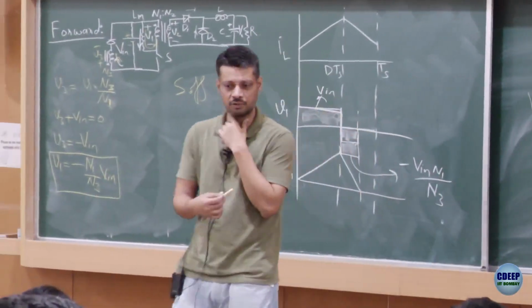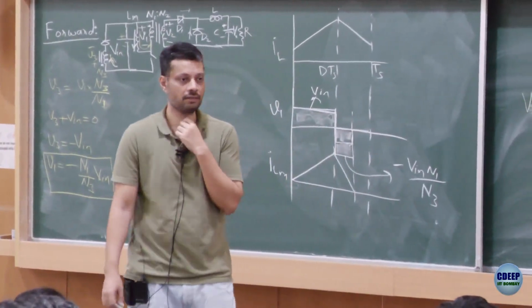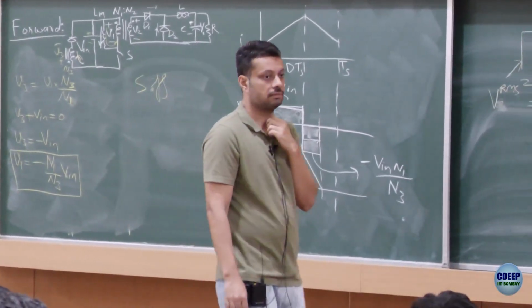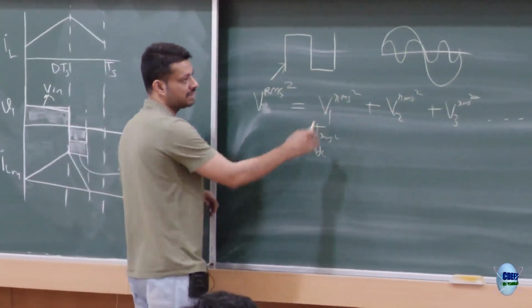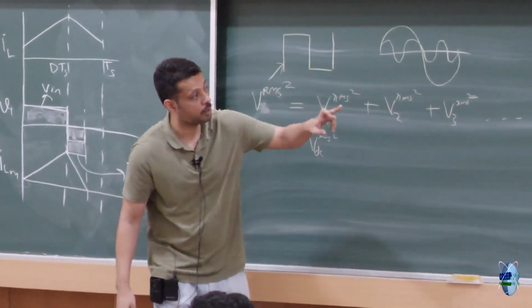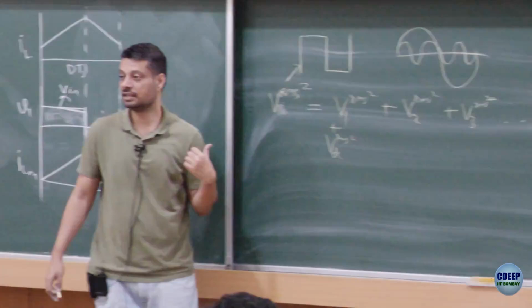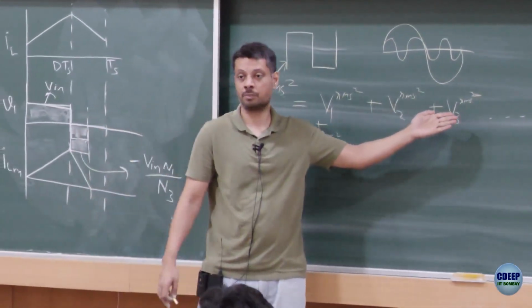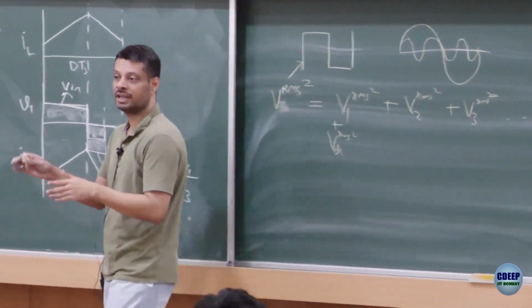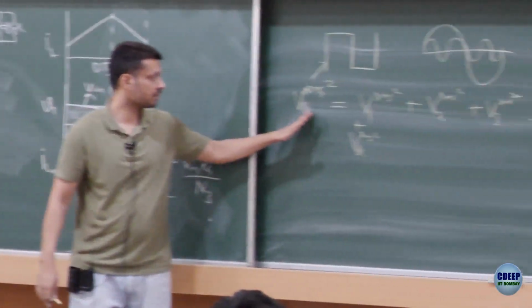Have you done that? Have you seen this before? Is this the first time you are seeing it? You have done it? Oh, VDC is the DC component, V1 is the fundamental component. VDC is 1 upon 2 A naught, the DC component. This is the fundamental component, this is the second harmonic component, this is the third harmonic component and so on, right? So if you square each of them and add, you get the total RMS.